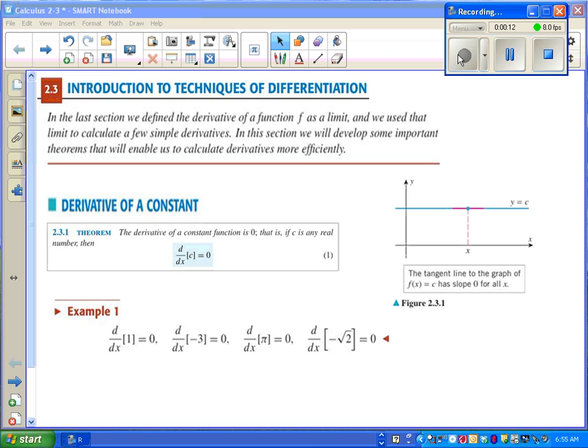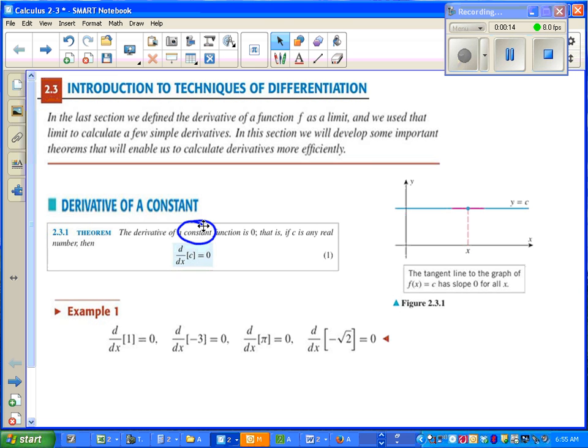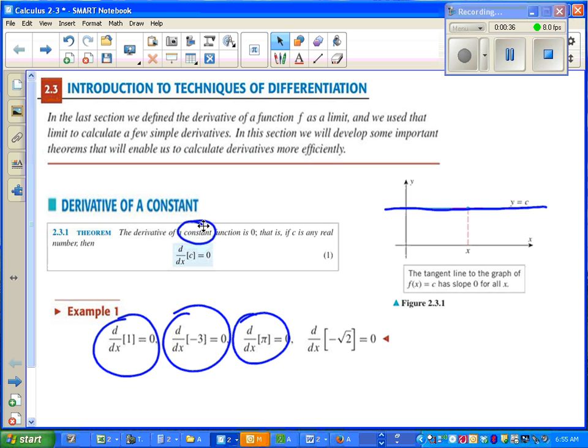Our first theorem tells us that the derivative of a constant function is 0. And that's easy to see. As we know, derivative means slope, and the slope of any constant function is always 0. Down below we see some examples. The derivative of y equals 1 is 0. The derivative of y equals negative 3 is 0. The derivative, or slope, of y equals pi is 0. And so on. Any constant function, the derivative is always 0.